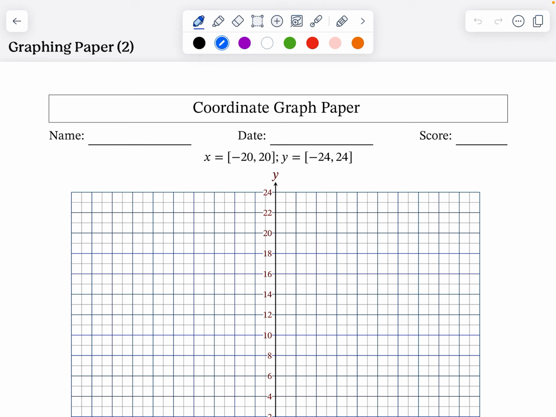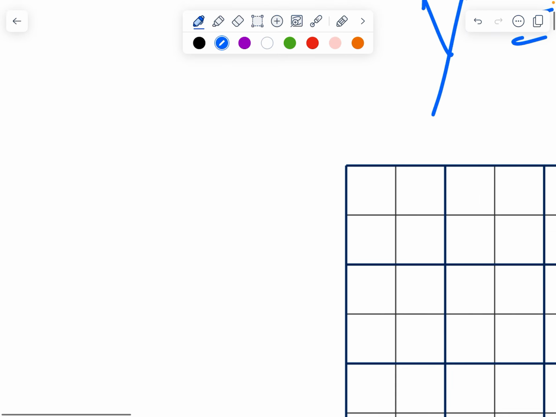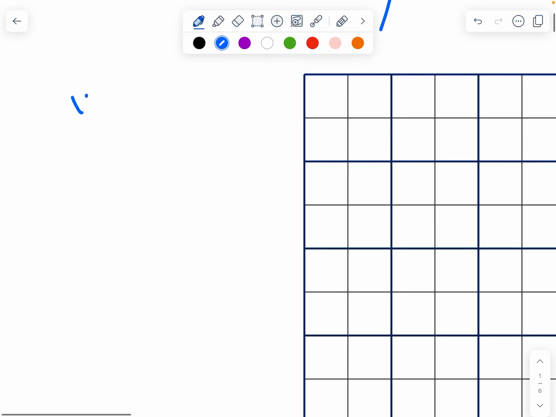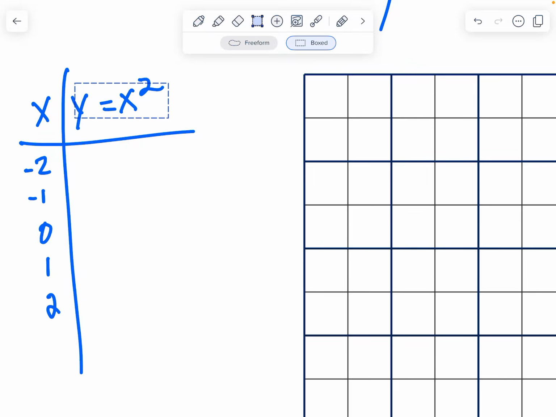So we're going to start with y equals x squared. And for this one, we're going to do a table. Y equals x squared. This is x. And let's just do -2, -1, 0, 1, 2. And let's keep this in black here.